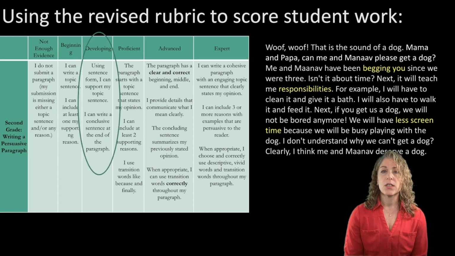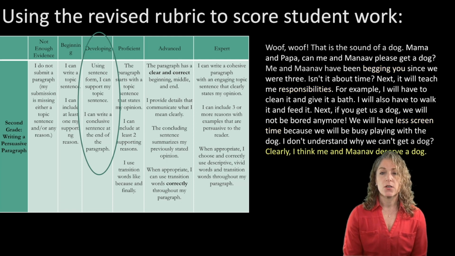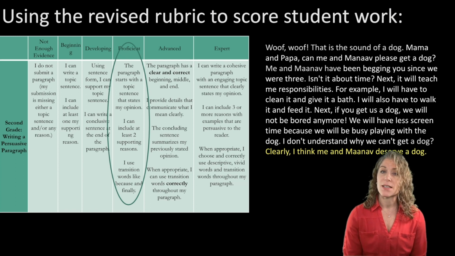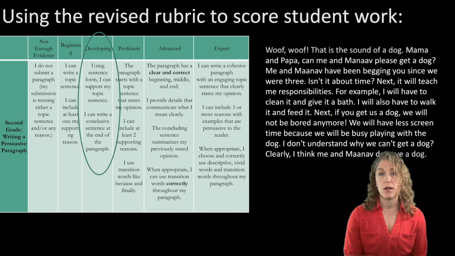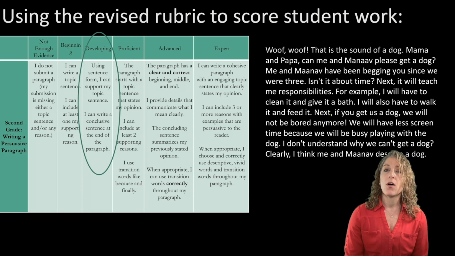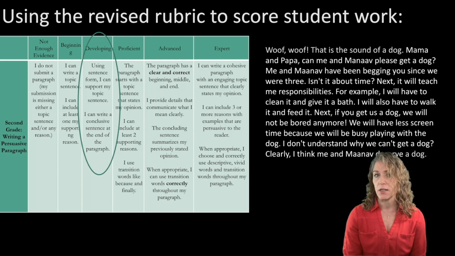They have a concluding sentence. "Clearly, I think me and Manav deserve a dog." So we're up to developing. Proficient says that the paragraph starts with a topic sentence that states my opinion. That's not happening here. The student earns developing, despite including at least two supporting reasons and using transition words. They used "next" 2 times. So you would conference with the student and tell him or her that all he or she has to change is stating his or her opinion at the very beginning and continue doing all the great stuff. Of course, you'd specify those items with them.